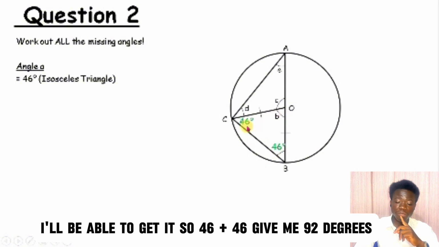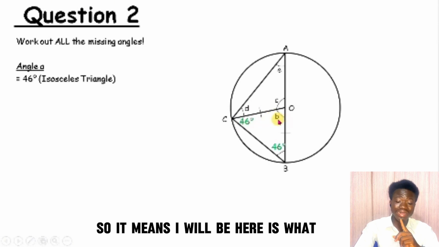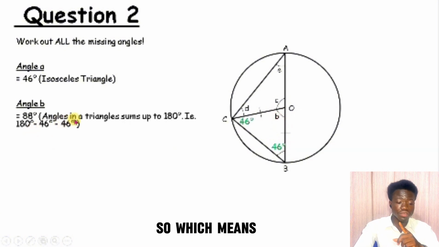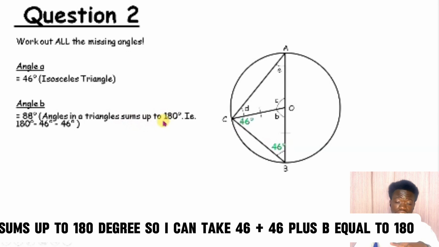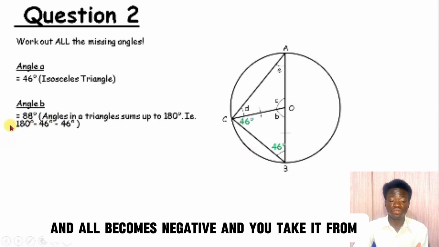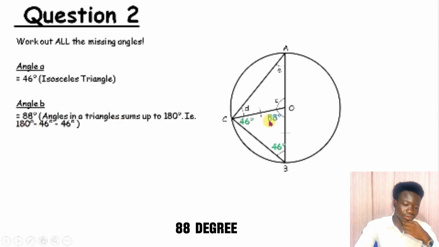So 46 plus 46 will give me 92 degrees. And 92 degrees plus 88 will give me 180 degrees. So it means angle B here is what? 88 degrees. So the reason you can give is that angles in a triangle sum up to 180 degrees. So I can take 46 plus 46 plus B equal to 180 degrees, and I carry the 46 plus 46 across the equal sign, it all becomes negative, and you take it from 180 degrees, then your final answer will be what? 88 degrees.